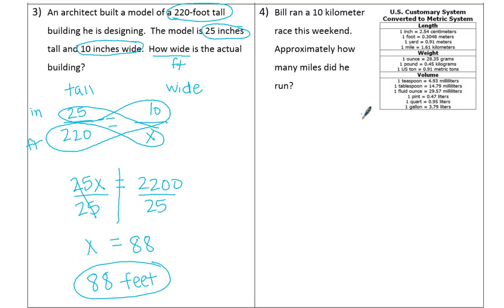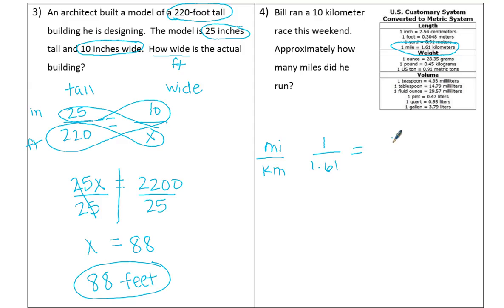And moving on to number 4, same chart that we saw in our example about Paige running a 5-kilometer race, but now Bill's running a 10-kilometer race, and we're trying to figure out approximately how many miles did he run. So remember, our scale factor was right in that table. I know it's really hard to see here, but 1 mile was equivalent to 1.61 kilometers. So we're going to put miles over kilometers here. And I'm going to say 1 over 1.61 is our scale factor.